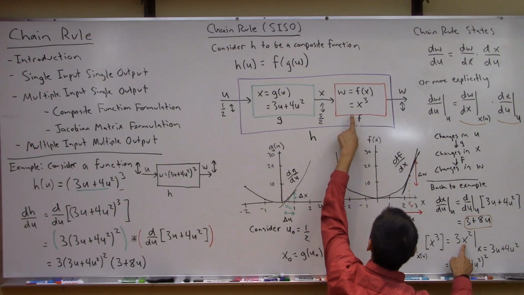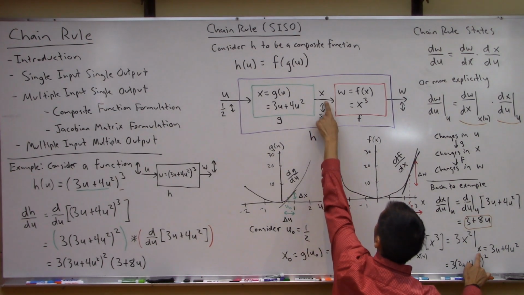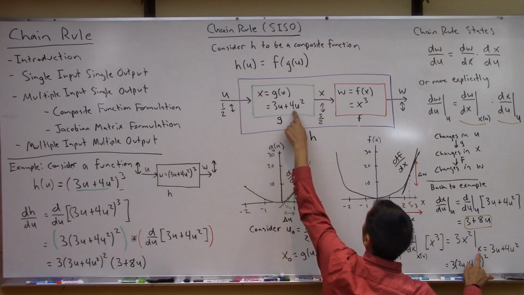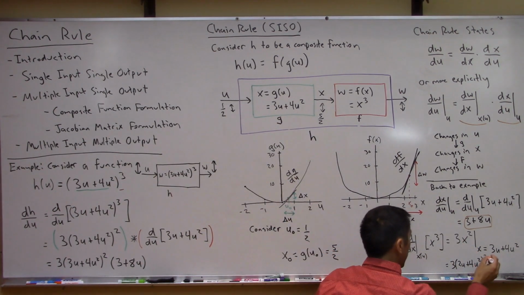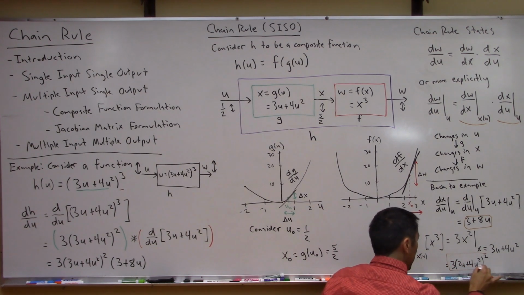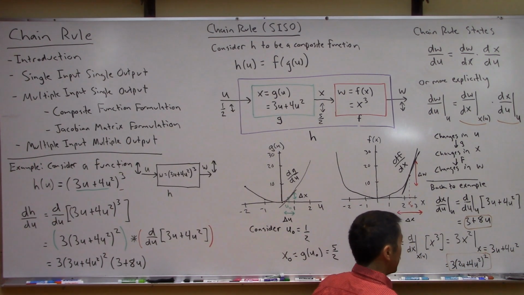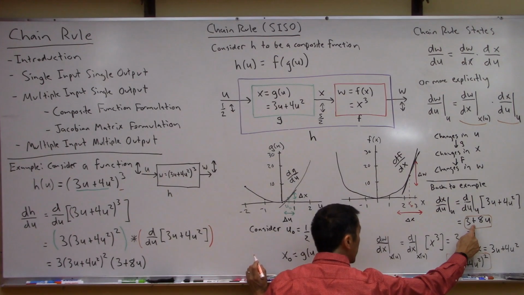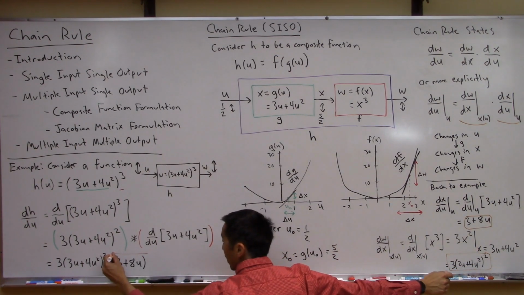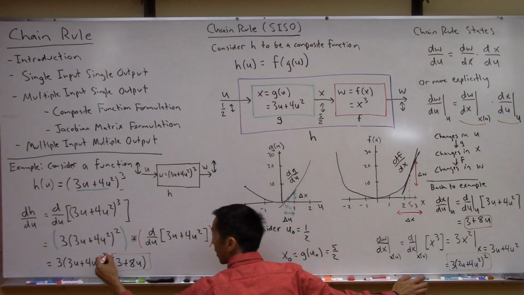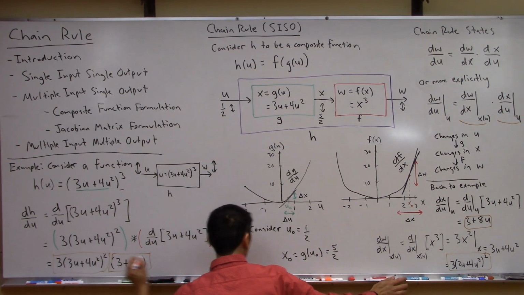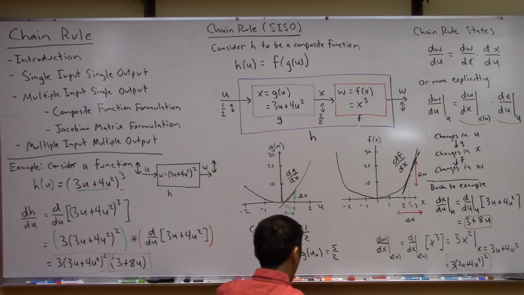We know that x here is just 3u plus 4u squared. Everyone can see that? Okay, so I now plug in this for x, and you end up with this term. And if you look, this is exactly the same thing. So here's the 3 plus 8u, that's this thing right here that we got earlier. And then there's this thing here, it's this second term. So there you have it.